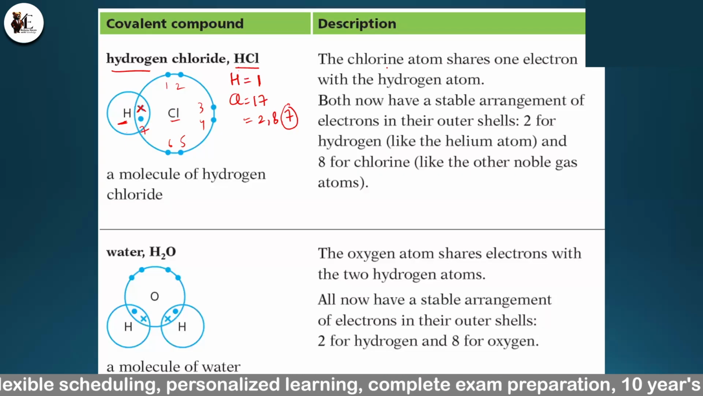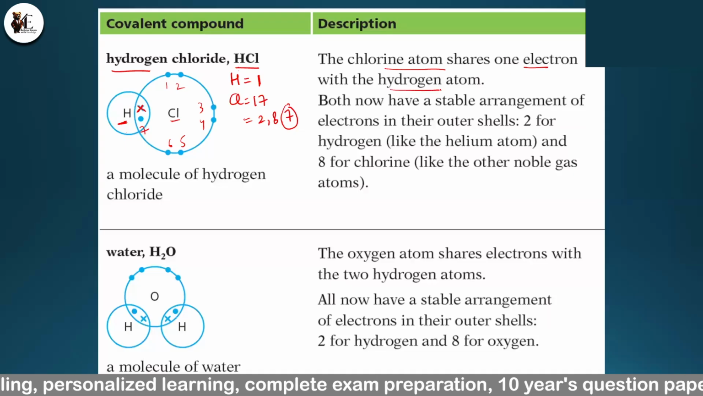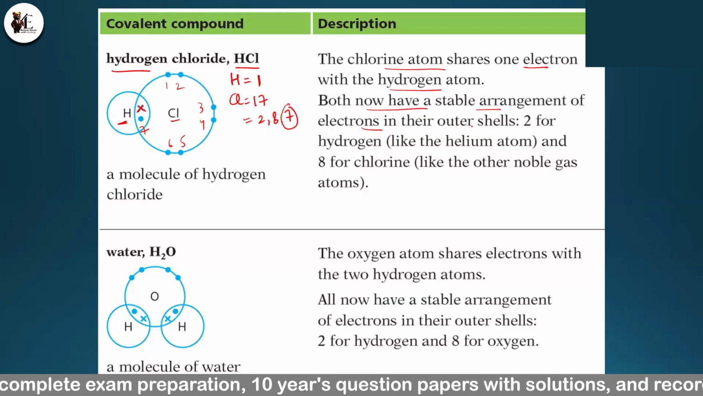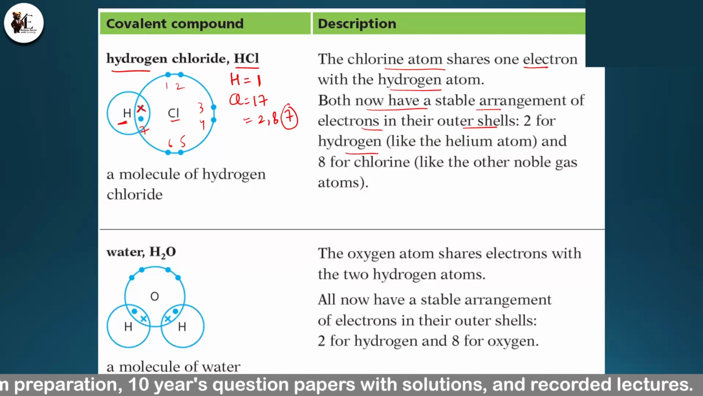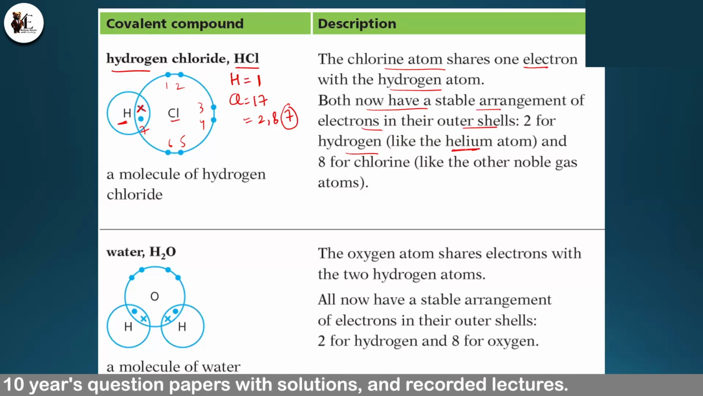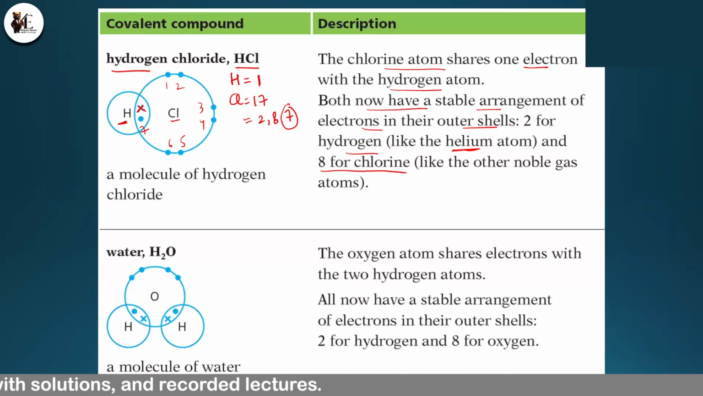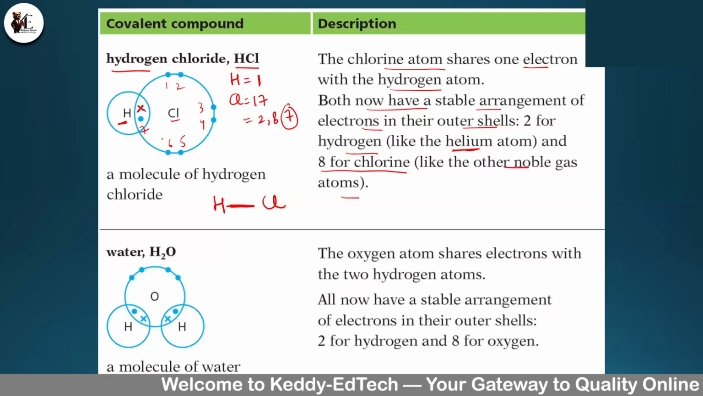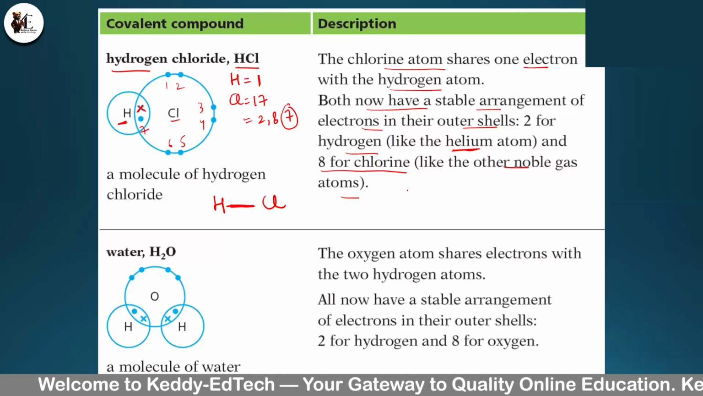So the chlorine atom shares 1 electron with the hydrogen atom. Both have a stable arrangement of electrons in their outer shells. 2 is for hydrogen, like the helium atom, which also needs 2 electrons to achieve stability. And 8 for chlorine. Every other element wants 8 electrons in their outermost shell, like the other noble gas atoms. So this bond is made like this, HCl, right? Only a single covalent bond because only 2 electrons are shared, or you can say only 1 pair of electrons is shared. Is it clear?